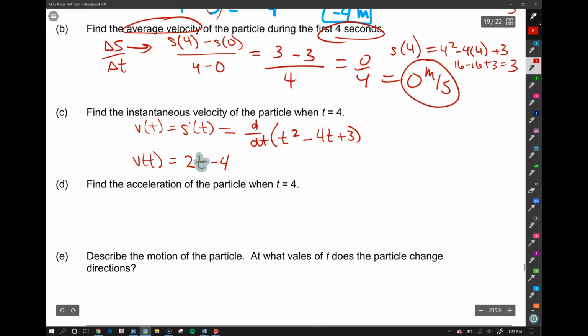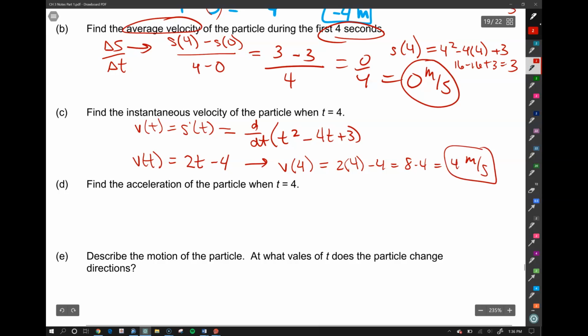2t minus 4. We're just using the power rule. So if that's the equation for velocity, we want to know what's the velocity when time equals 4. So plug in 4 for t. Four meters per second.